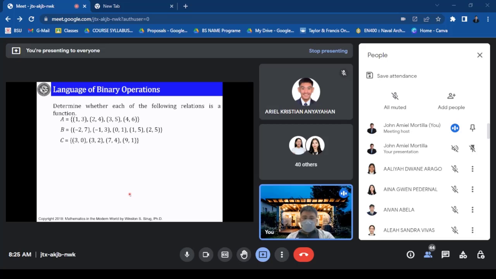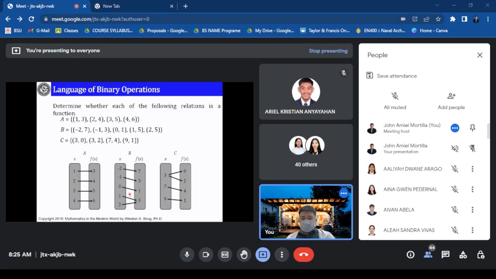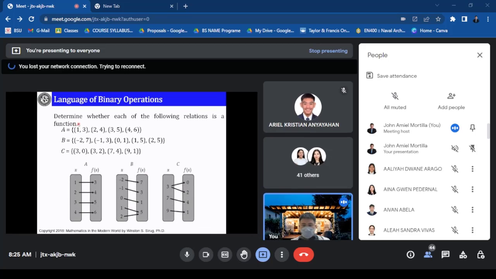Okay, so determine whether each of the following relations is a function. So, how do we determine? For example, letter A.